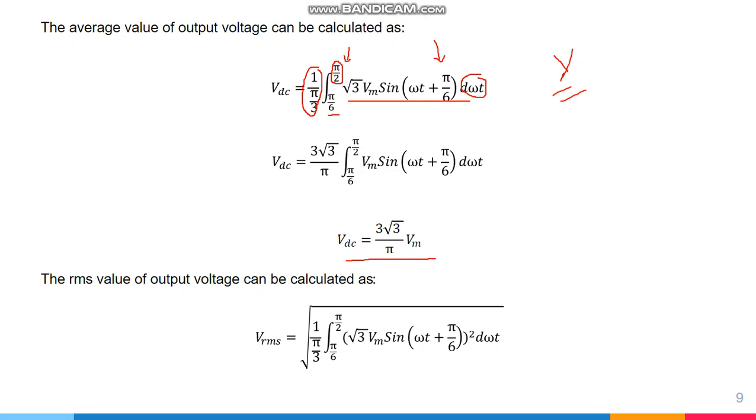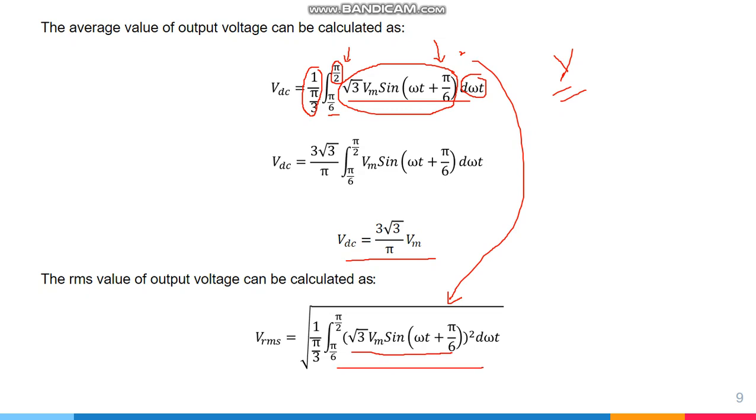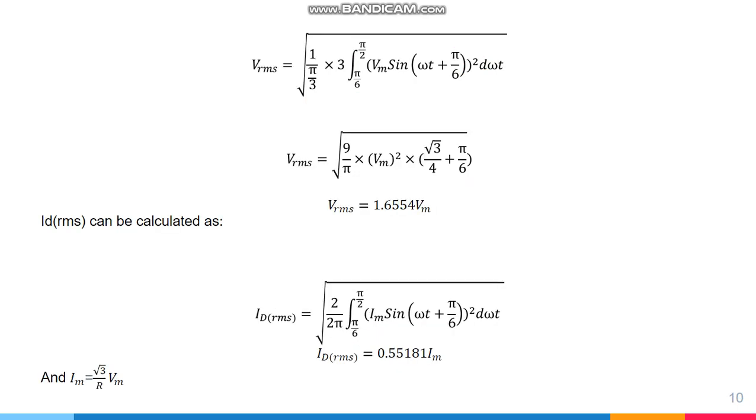And similarly we can calculate the RMS value, and the RMS value can be calculated by taking the same expression and taking its square. You see over here the same expression has been used, its square has been taken, then the integral will be solved, and finally we will take its square root. So the end result that we will get is Vrms is equal to 1.6554 times the phase voltage.